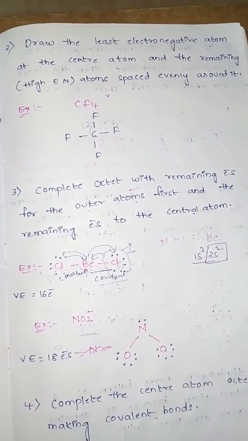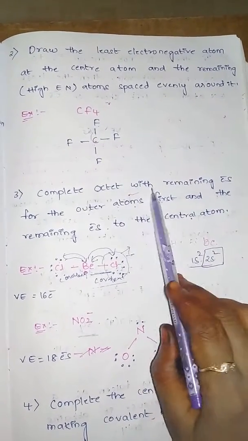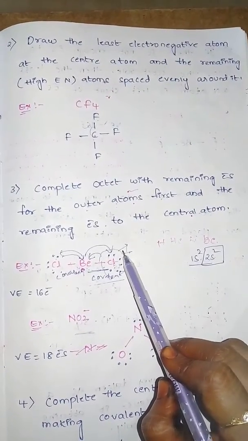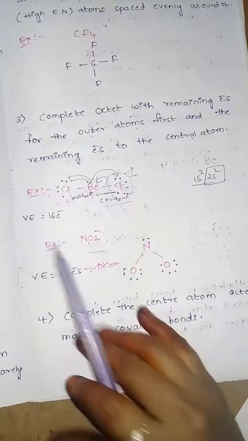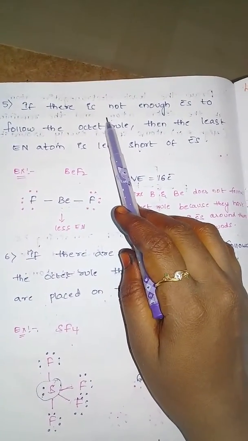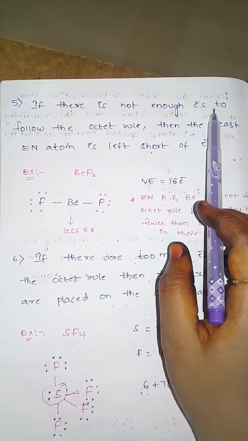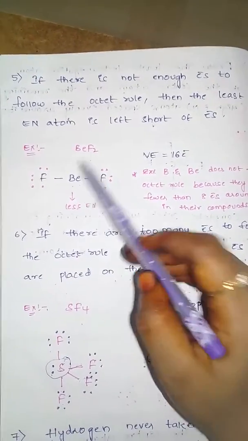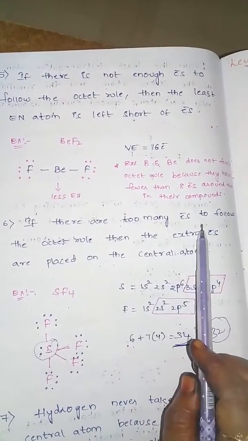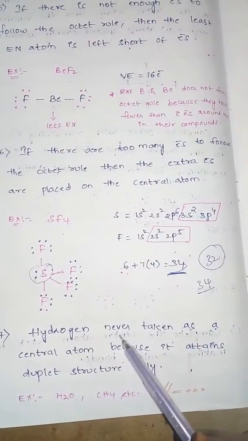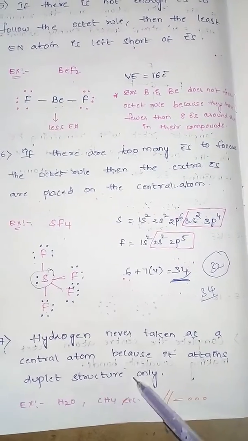The next rule is to complete the octet with the remaining electrons for the outer atoms first, and then go for the central atom, completing it by making covalent bonds. The next rule is, if there are not enough electrons to follow the octet rule, the least electronegative atom is left short of electrons. And the next rule is, if there are too many electrons to follow the octet rule, the extra electrons are placed on the central atom. And the next one is that hydrogen is never taken as a central atom because it attains a duplet structure.